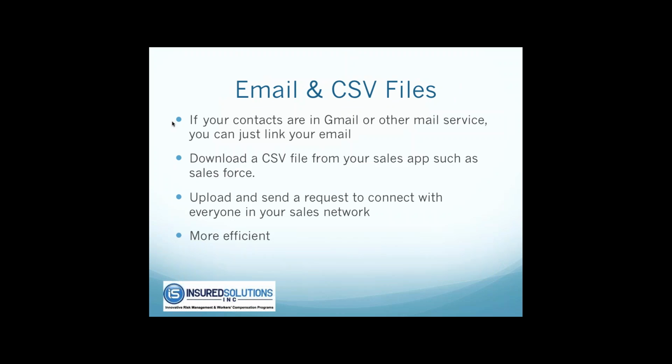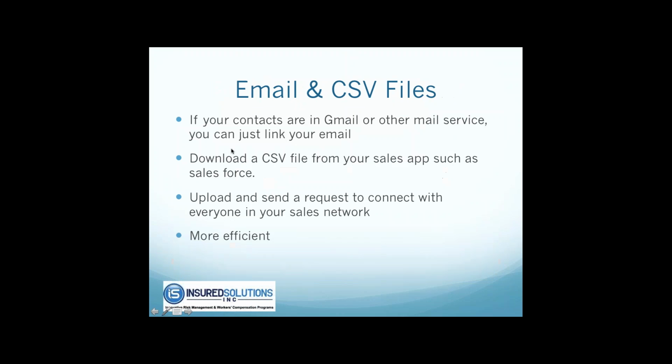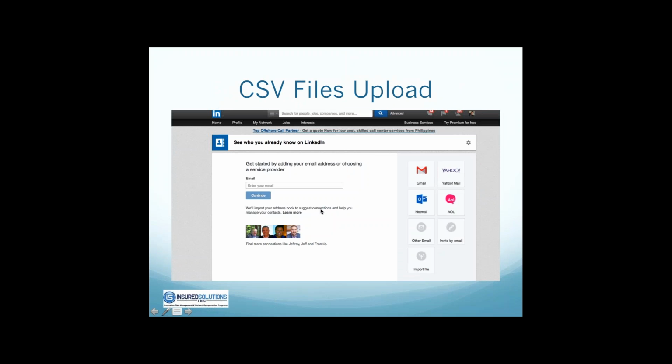Another way to do it is to either link your email or to upload a CSV file, a comma separated value file. When you do this, all you're going to do is go back up to My Network and click Add Contacts. When you do that, it's going to give you this right here. If you're using a Gmail or a Hotmail or a Yahoo or AOL, you can just type in your email, and this will look at all your contacts in that email server, and it'll send out either a connection request to them or an email saying, hey, so-and-so is on LinkedIn. Would you like to join and connect with them as well?